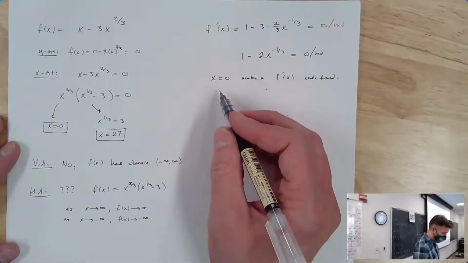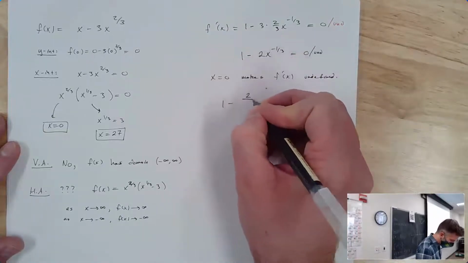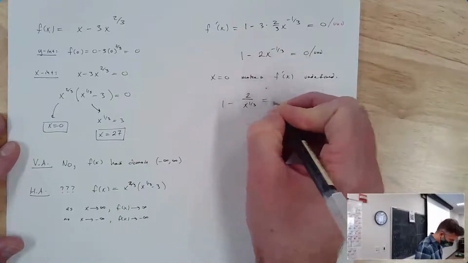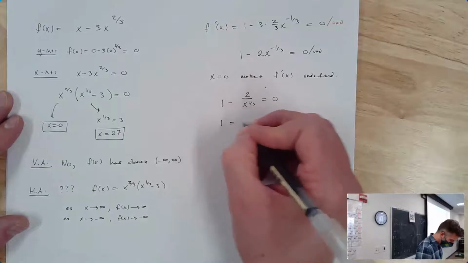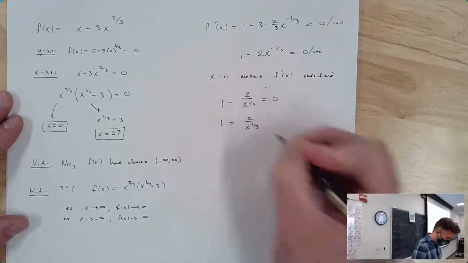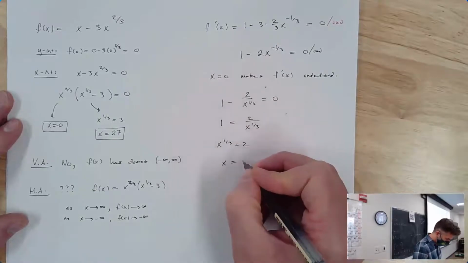Well, let's find where it's actually equal to 0. So 1 minus, I'm going to rewrite this as 2 over x to the 1/3 equals 0. And then 1 equals 2 over x to the 1/3. And then x to the 1/3 equals 2. And then x equals 2 cubed, which is 8.